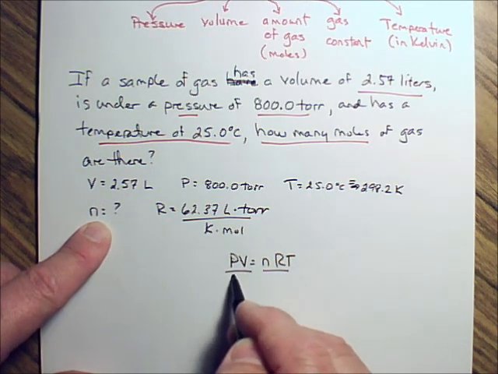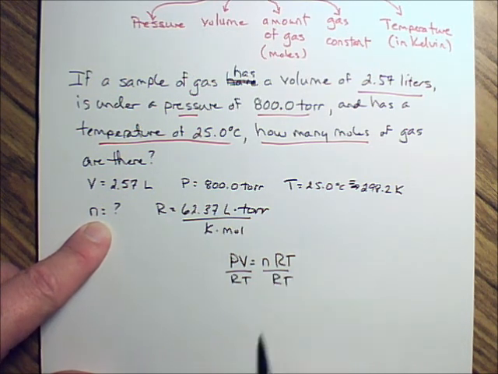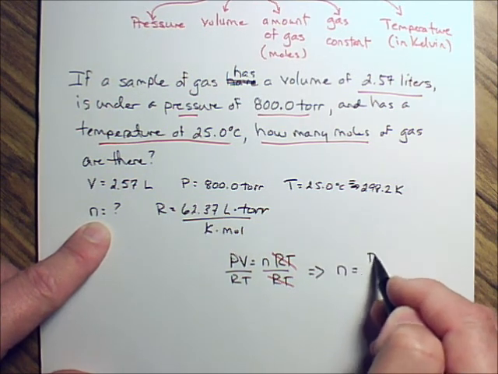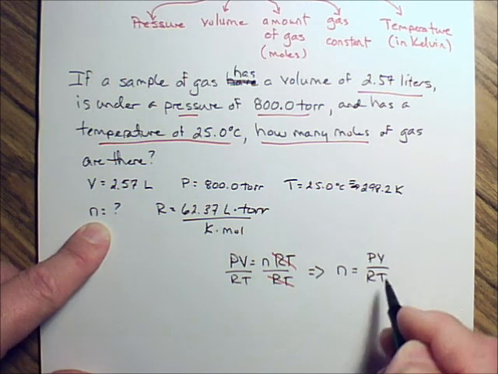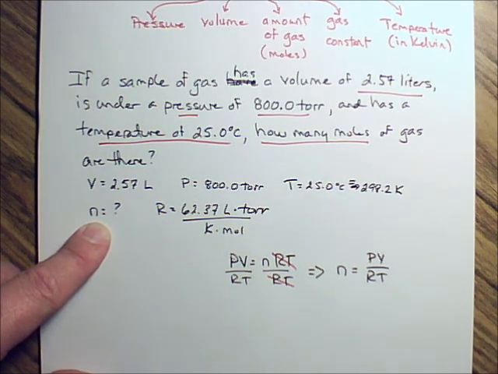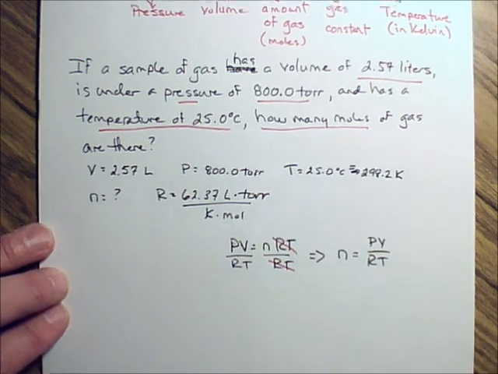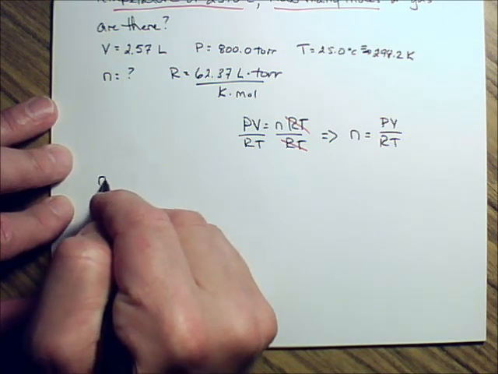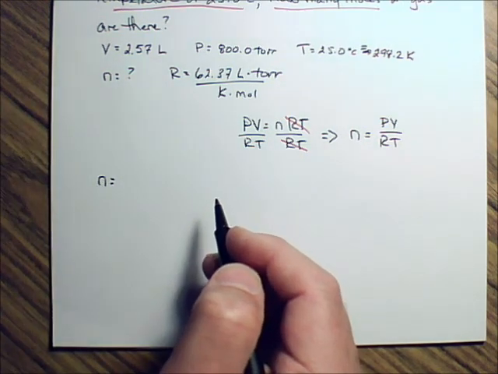Since I know that N is what I want to find, what I have to do is isolate N by itself in this fashion. That allows me to cancel RT on this side, and it leaves me with an equation that looks like this, where N equals PV over RT. N is what I'm trying to find, so I've isolated it even before I start. So let's rewrite the equation with N equals PV over RT.